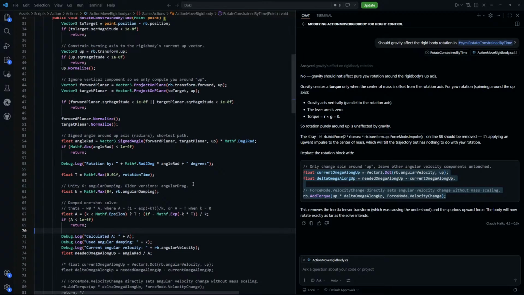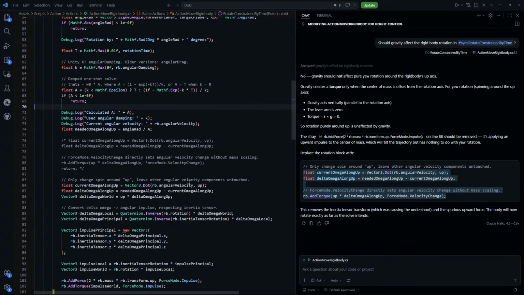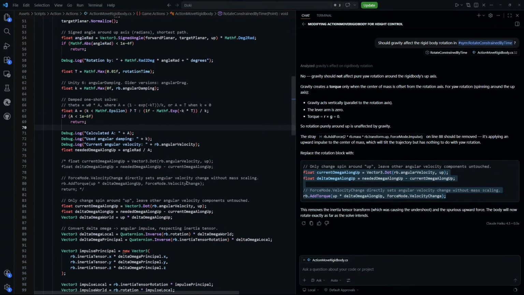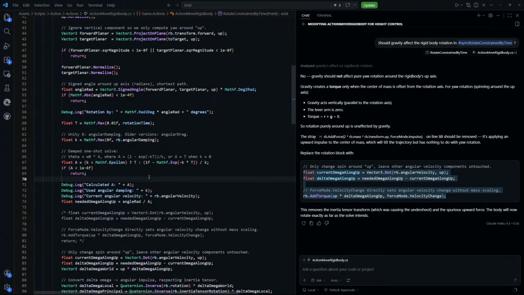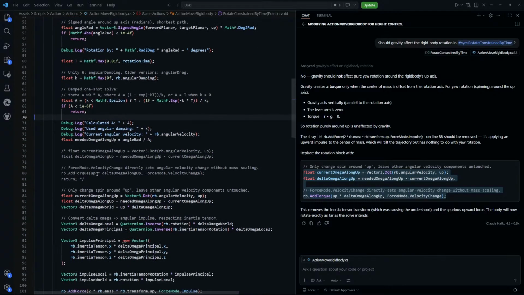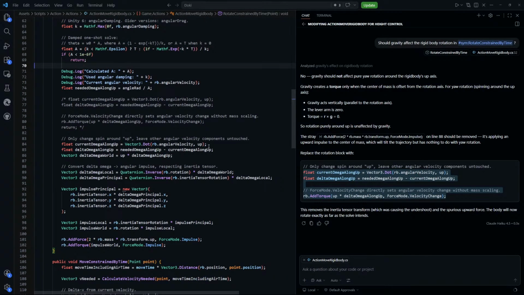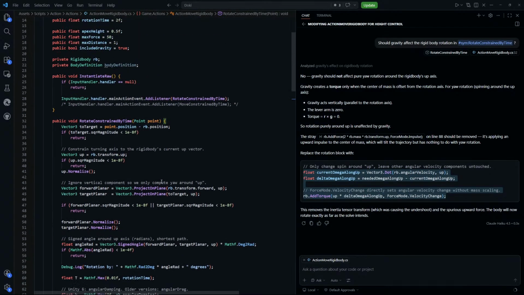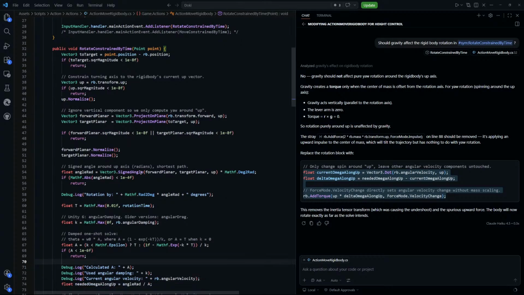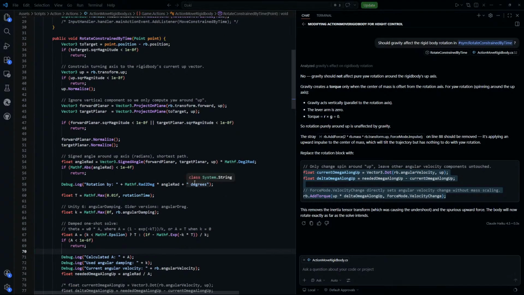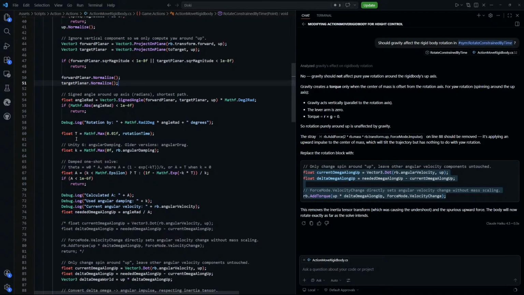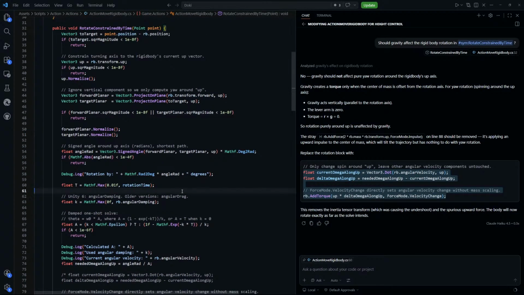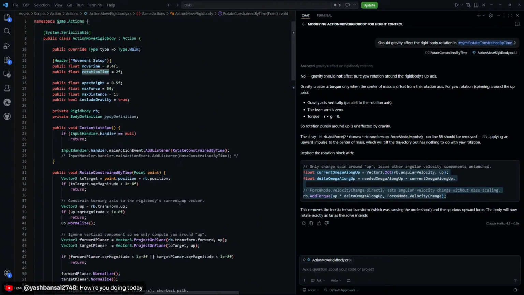But, ooh, I wanna see if we can change T, rotation time. Let's make this one.